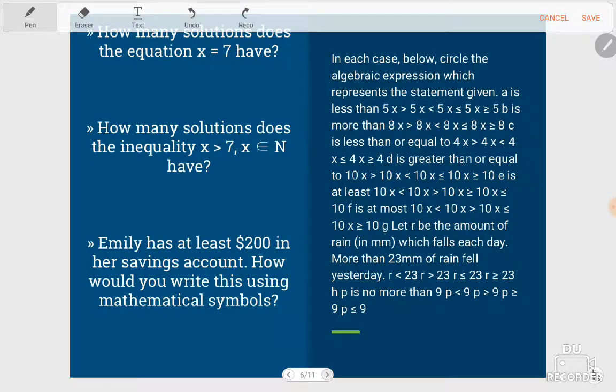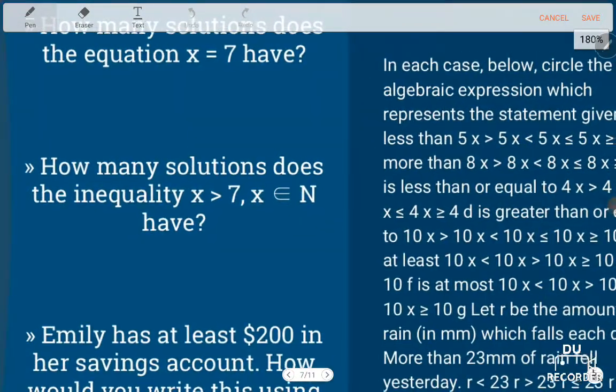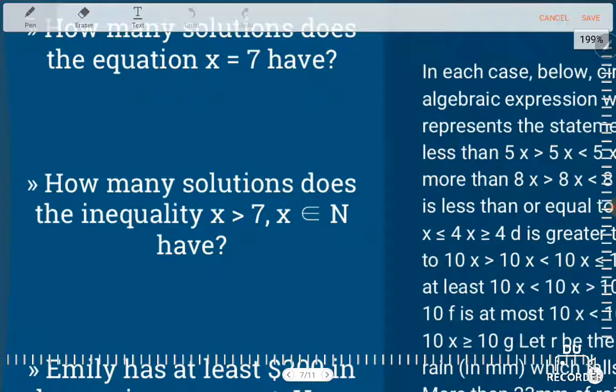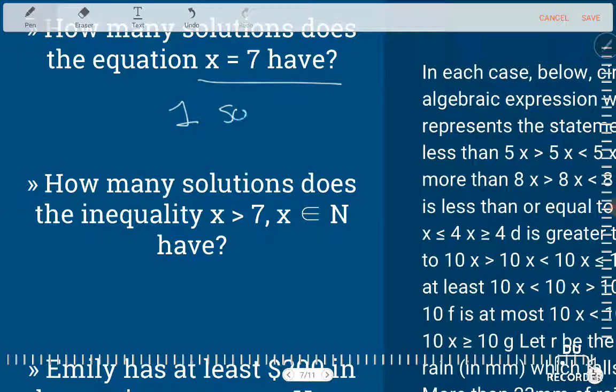Okay, moving on. This is not how it's supposed to look. Okay, sorry, we'll look at that later. For right now, how many solutions does the equation x equals 7 have? Well, this would just have one solution. Okay, it's just when x is 7, right? 7 equals 7. That's the only number that x could be.